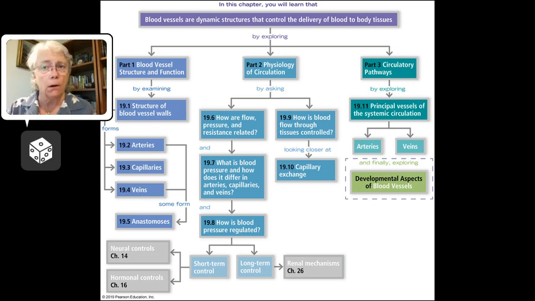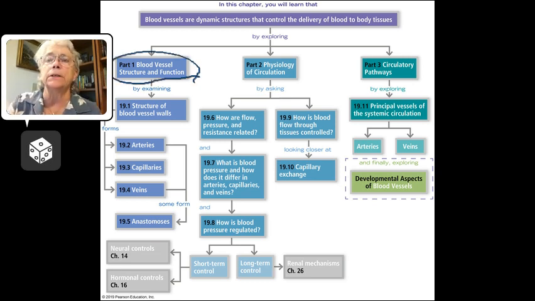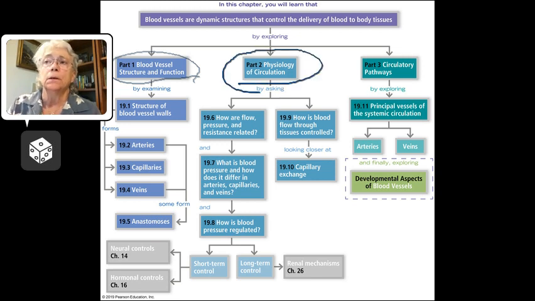And so we looked at the heart, we looked at the blood that is found in the heart and in these blood vessels, and now we're going to talk about the blood vessels. First, we are going to talk about the various structures and functions of the various types of vessels. We will then move to the physiology of circulation. We'll look at blood pressure.